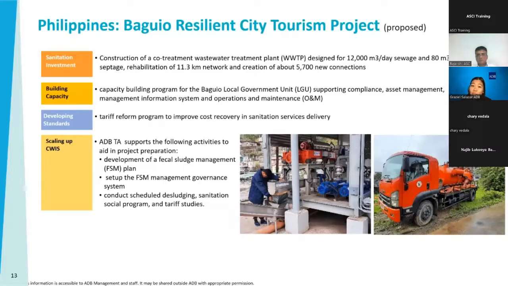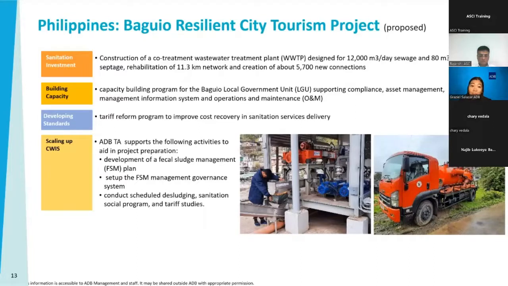The CWIS approach was considered in this project, aiming to improve sanitation services in the city not through mere infrastructure, but also through a capacity development program and tariff reforms. Sanitation investments under this project include the construction of a co-treatment wastewater treatment plant, which would treat both sewage and septage, rehabilitation of the existing sewer network, and connecting an additional 5,700 new sewer connections.